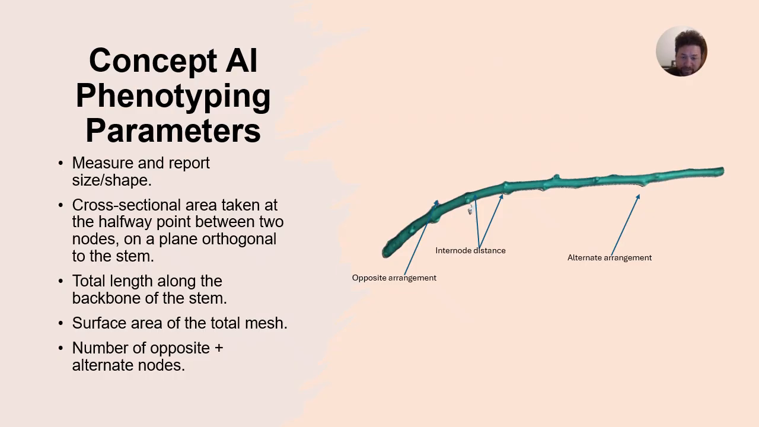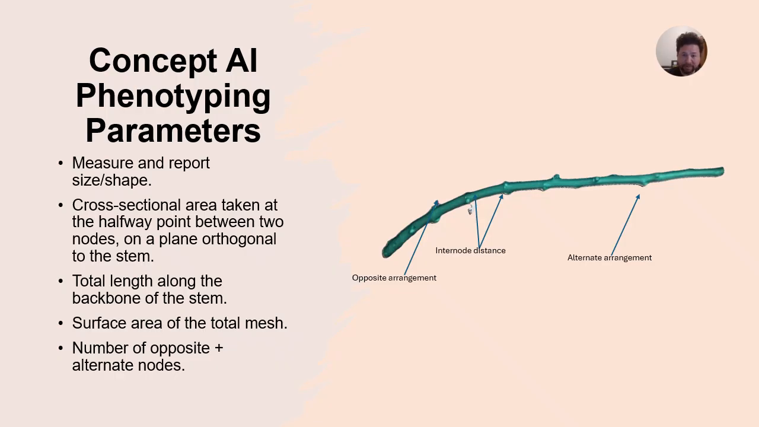Breeding Insight is still developing their technology, the software platform, but so far I just wanted to give you some examples of the parameters that they've developed so far. Right now, the information that we can collect are total length along the stem's central backbone, surface area of the entire mesh, cross-sectional diameter and area at the midpoint between nodes, node count, including opposite and alternate arrangement, and the shape and curvature metrics along the stem.